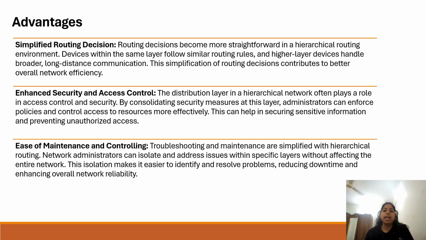Enhanced security and access control. The distribution layer in a hierarchical network often plays a role in access control and security. By consolidating security measures at this layer, administrators can enforce policies and control access to resources more effectively. This can help in securing sensitive information and preventing unauthorized access.